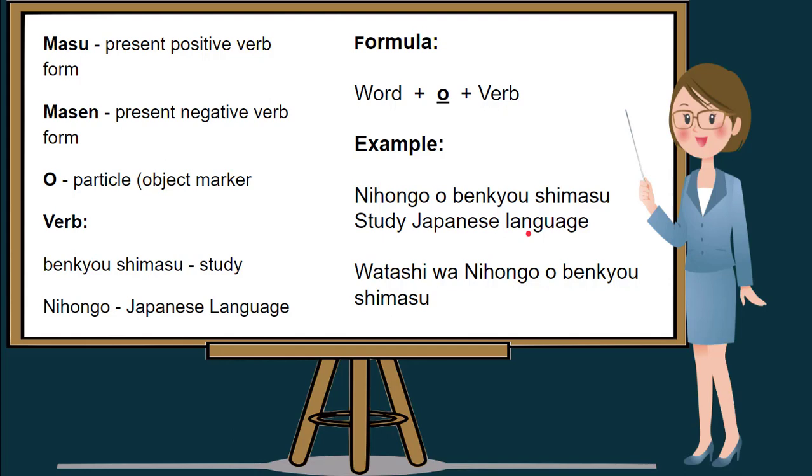This time we will try to add a pronoun, watashi, which in English means I. Let's read this one. Watashi wa Nihongo o benkyou shimasu. Let's repeat. Watashi wa Nihongo o benkyou shimasu. This means I study Japanese language.